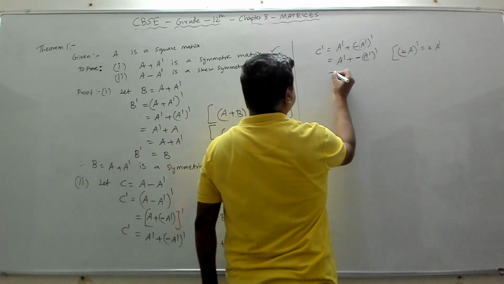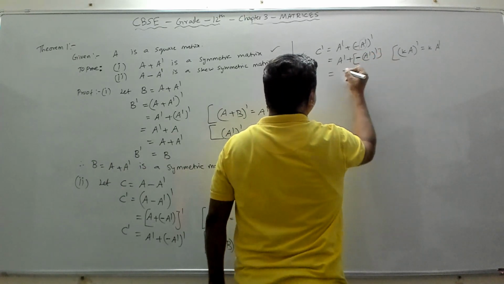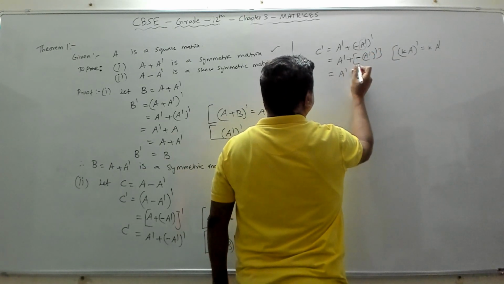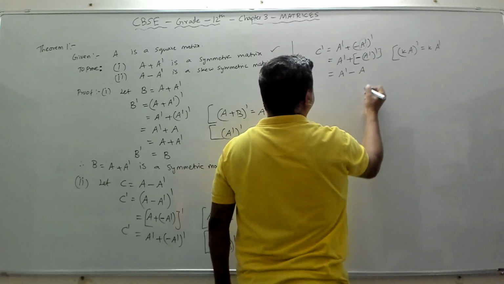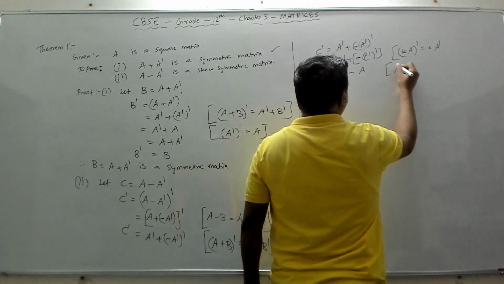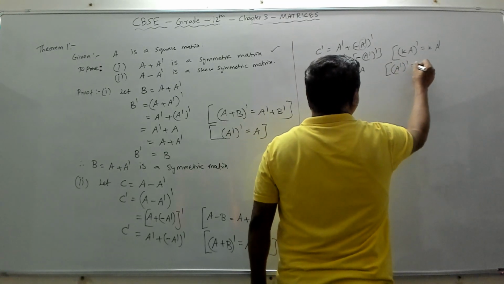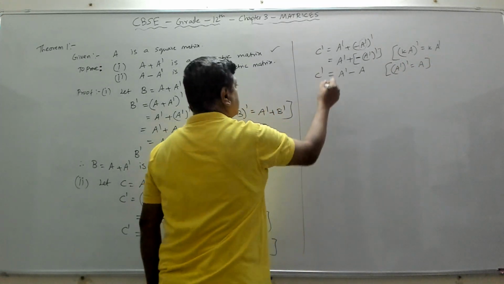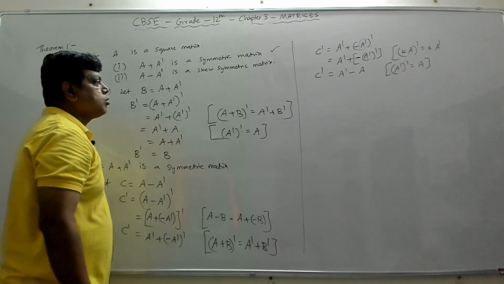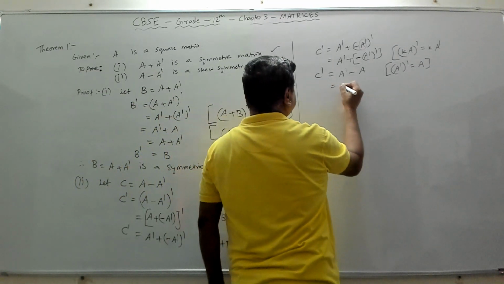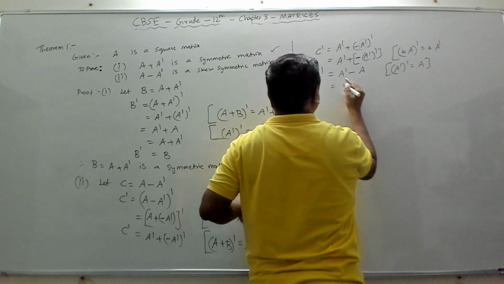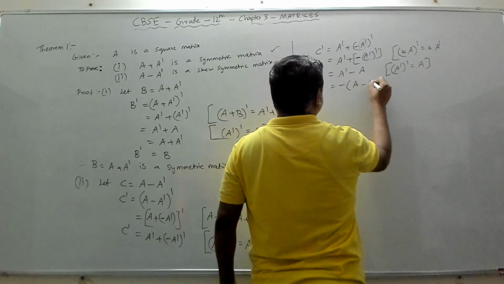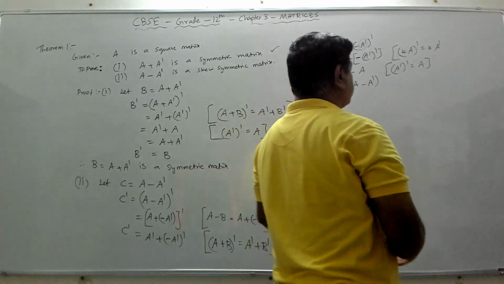Fine. Then that will become, I'll put a bracket here. So this will become A transpose. Now plus into minus is minus, A transpose whole transpose is A, because A transpose whole transpose is A because of this property. So your C transpose is A transpose minus A. So this can be written as, if I take minus common, I will get A minus A transpose.